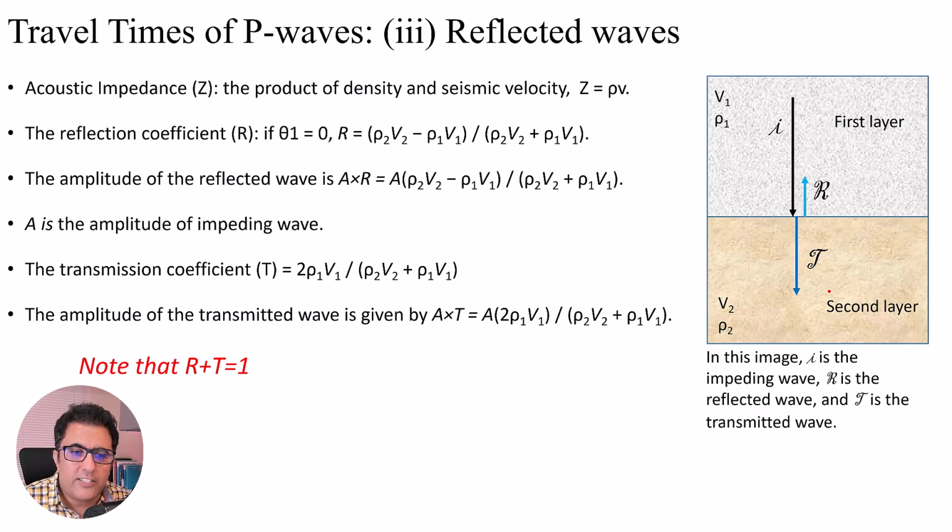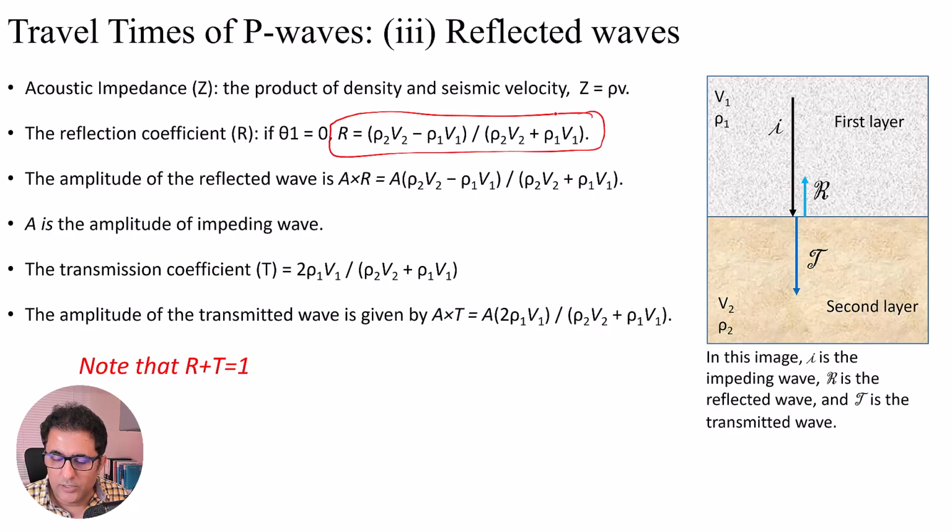Now you may ask the question, what fraction of the energy is bounced back to the surface and what fraction of the energy is transmitted to the second layer? We can calculate such a thing using the reflection coefficient that is given by this equation.